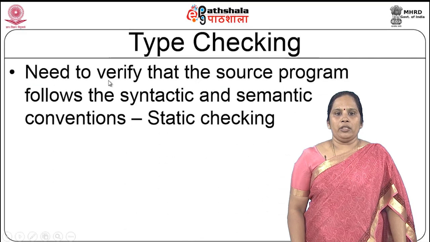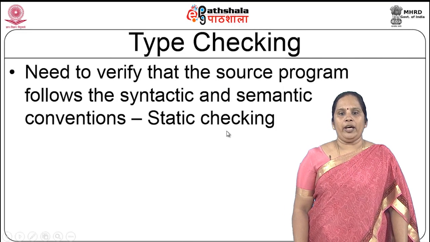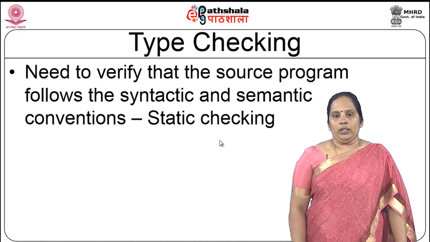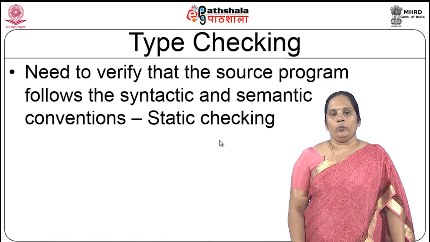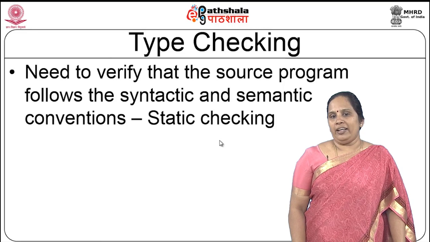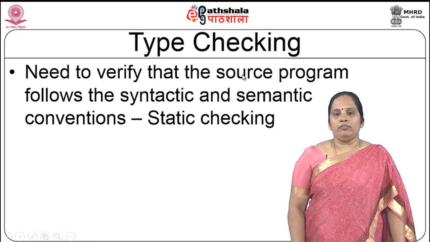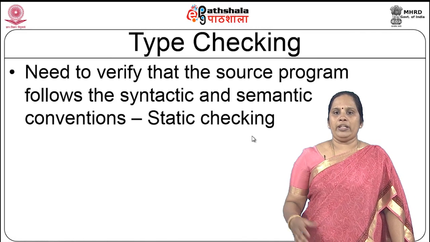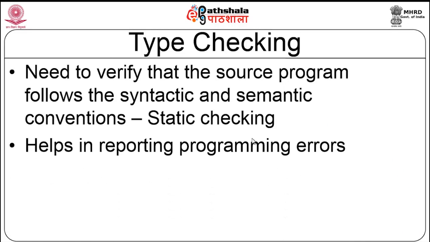So type checking: your compiler has to verify whether the source program follows the syntactic and semantic conventions. The syntactic conventions are validated by the parser, and the semantic conventions have to be validated by the semantic phase of the compiler. This kind of checking is referred to as static checking, in addition to the dynamic checking, which will be discussed in subsequent modules. Type checking helps in reporting programming errors, which is essential for understanding and correcting the program so that it produces the correct result.